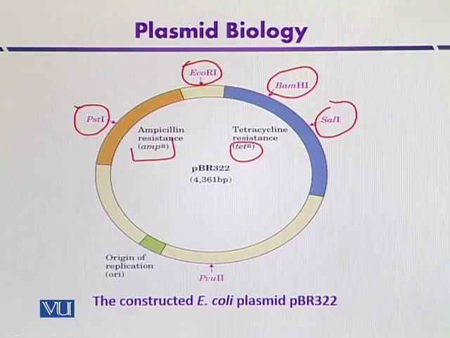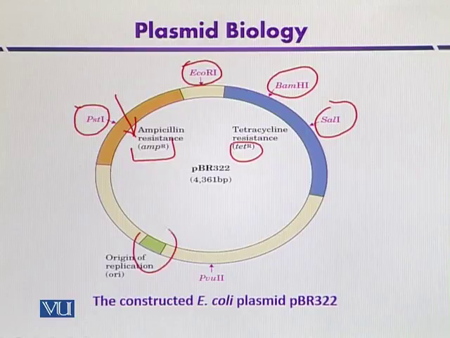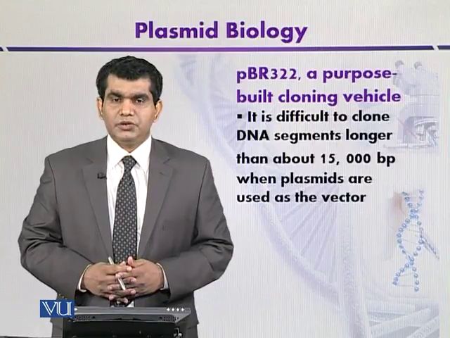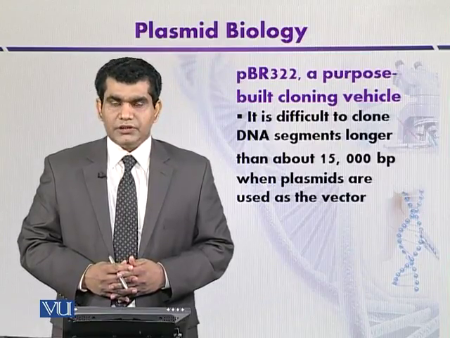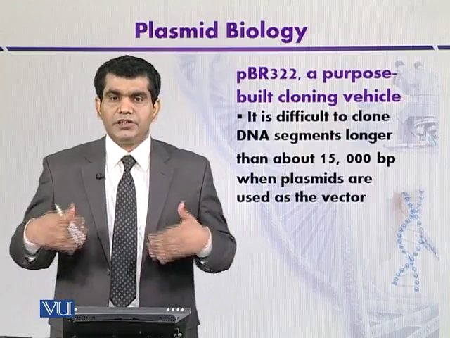Whenever we insert foreign DNA here in the tetracycline resistance gene, it will cause its inactivation, and sensitivity to tetracycline will also act as a selectable marker. The same is the case for ampicillin resistance if we insert foreign DNA there. This is the origin of replication that is taken from another source. The overall length of pBR322 is 4361 base pairs, and it can be slightly variable. So we can say that pBR322 is a good cloning vector because of the presence of different selectable markers.